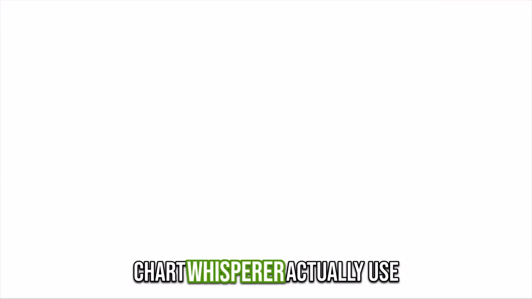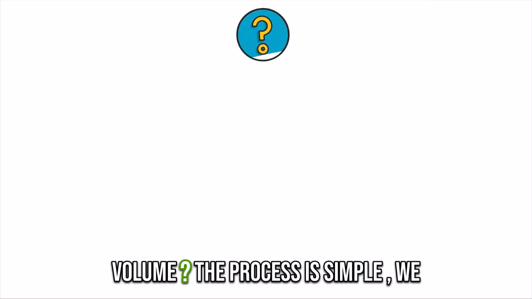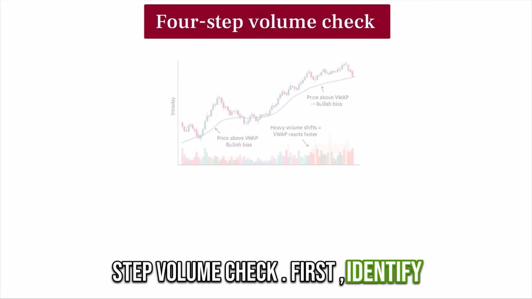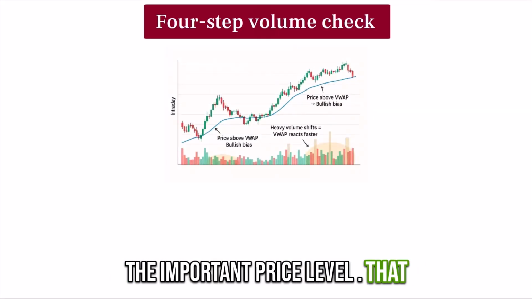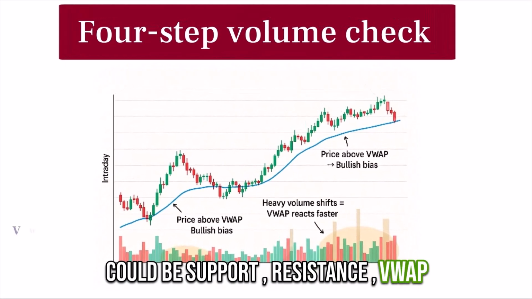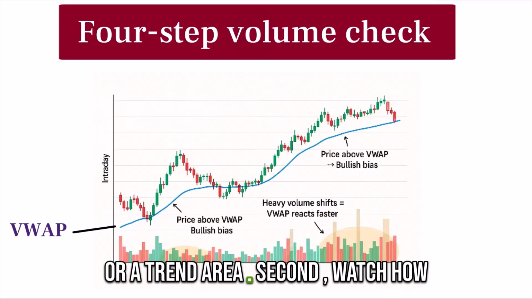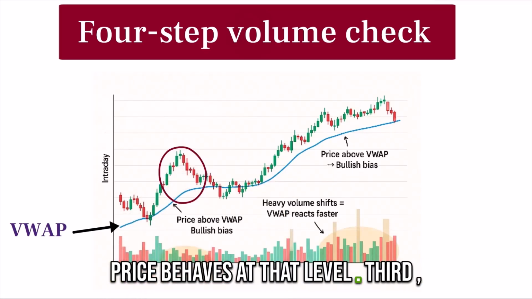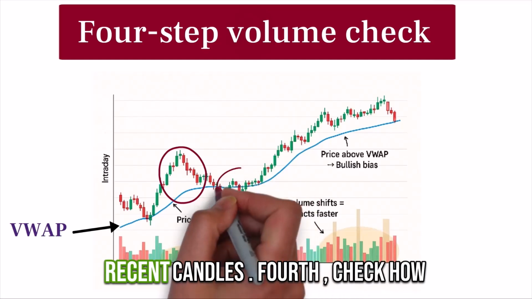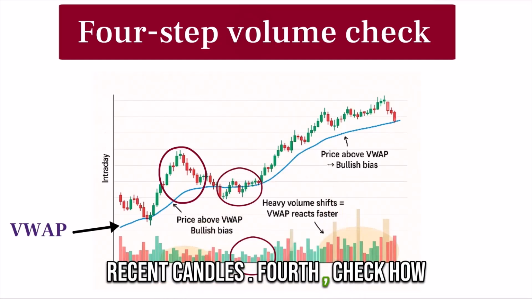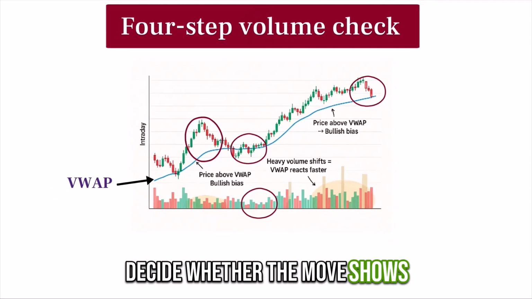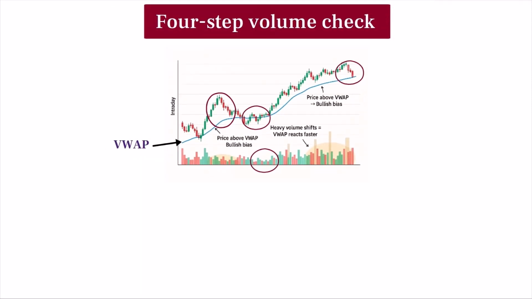So how does Chart Whisperer actually use volume? The process is simple. We call it the Chart Whisperer 4-step volume check. First, identify the important price level. That could be support, resistance, VWAP, or a trend area. Second, watch how price behaves at that level. Third, compare the current volume to recent candles. Fourth, check how the candle closes. Only then do you decide whether the move shows meaningful participation.